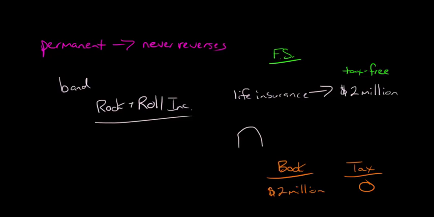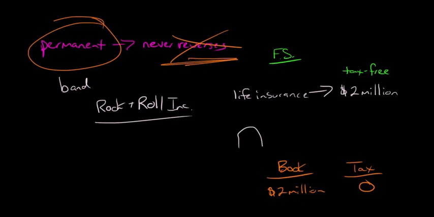Now here's the thing. This is permanent because it never reverses. Once this transaction happens and the $2 million is done, it's not like, 5 years later, there'll be $2 million of tax income and 0 of book. It does not reverse. And so that means it's a permanent difference. This life insurance proceeds is going to create a permanent difference between book and tax income. And for that reason, we're not going to create a deferred tax asset or deferred tax liability, which we're going to talk about in the videos to come.